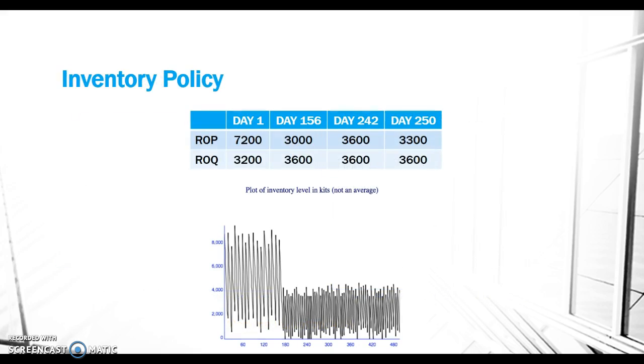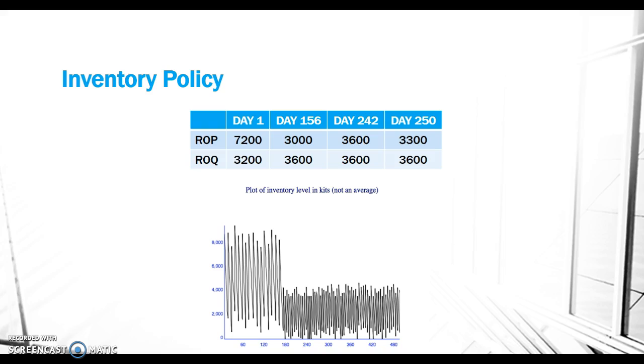So our inventory policy. Initially, we started off with a reorder point of 7,200 and a reorder quantity of 3,200. When we started making our changes, we quickly found that our reorder point was a bit too high and we were carrying too much inventory. So using our EOQ models and our ROP models, we were able to figure out that we wanted to stay at about 3,000 units or kits, and we made that change at day 156, and our reorder quantity we bumped up a little bit to 3,600.